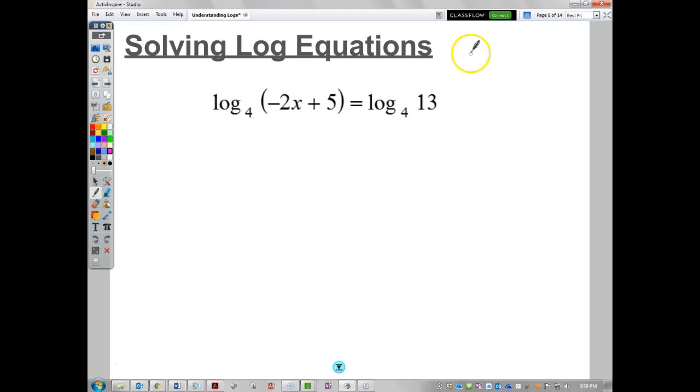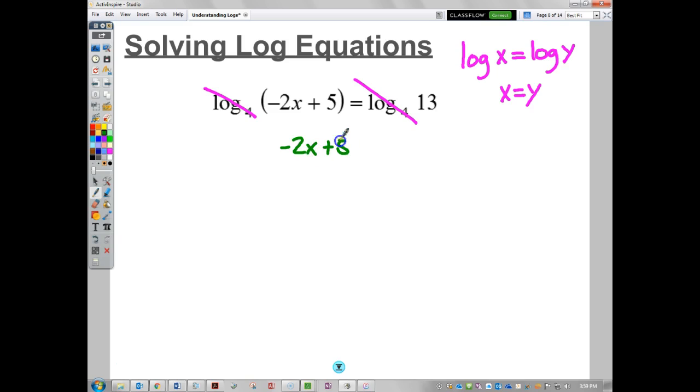Well, to solve this, we use a very simple property. And that says if the log of x equals the log of y, then x must equal y. So if that's true here, then log base 4 equals log base 4, and we can cancel that out. And now, negative 2x plus 5 equals 13. We set the remaining parts equal.